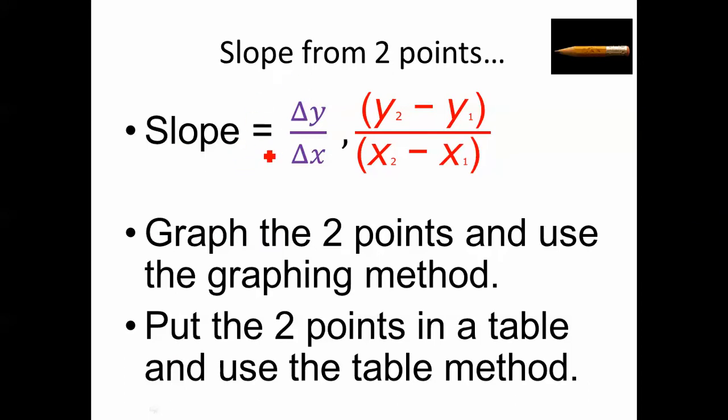Slope from 2 points. We have a formula, delta y over delta x. Delta, that's what this symbol means. It's a delta, and it means change. So that's our change in y's and our change in x's. So we take y2 minus y1 over x2 minus x1. We can also graph the 2 points and use the graphing method, or put the 2 points in a table and use the table method. So we're going to look at one of those.